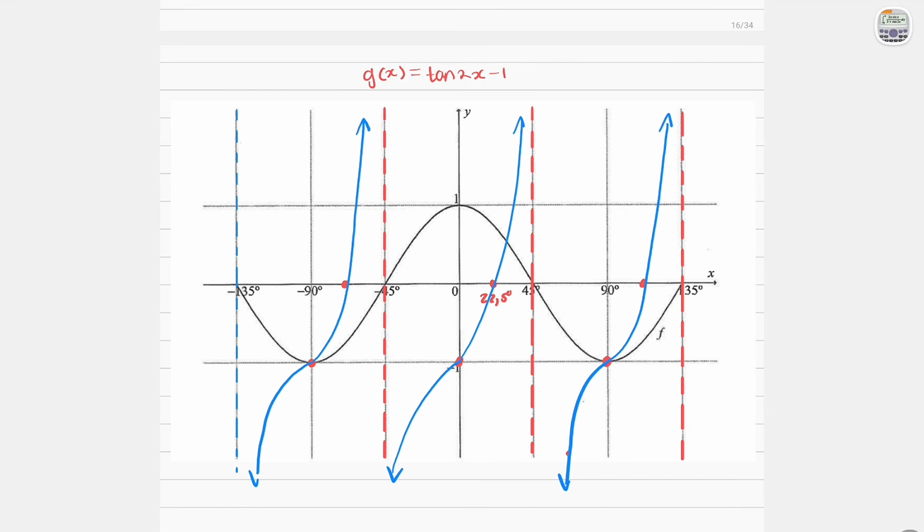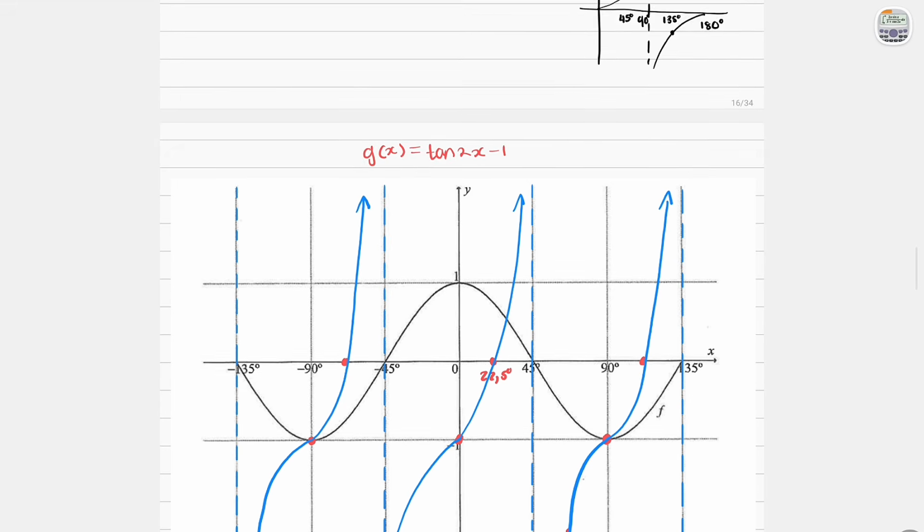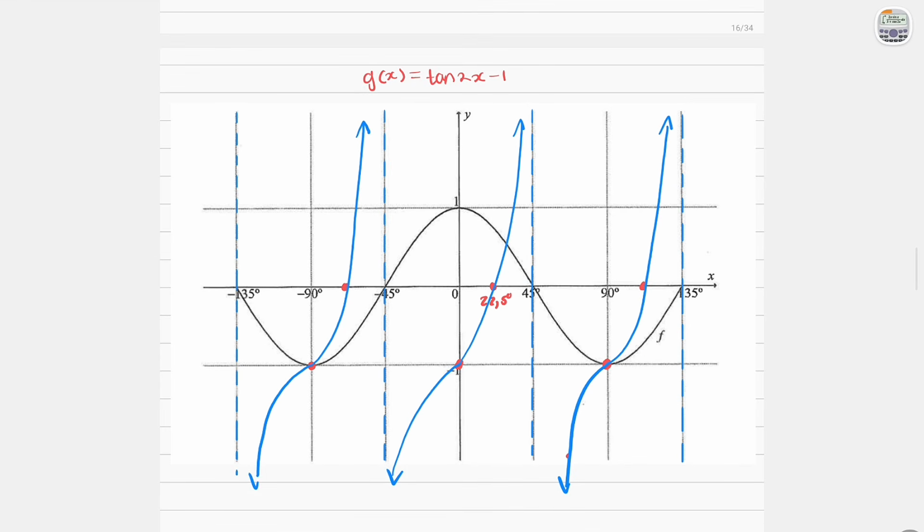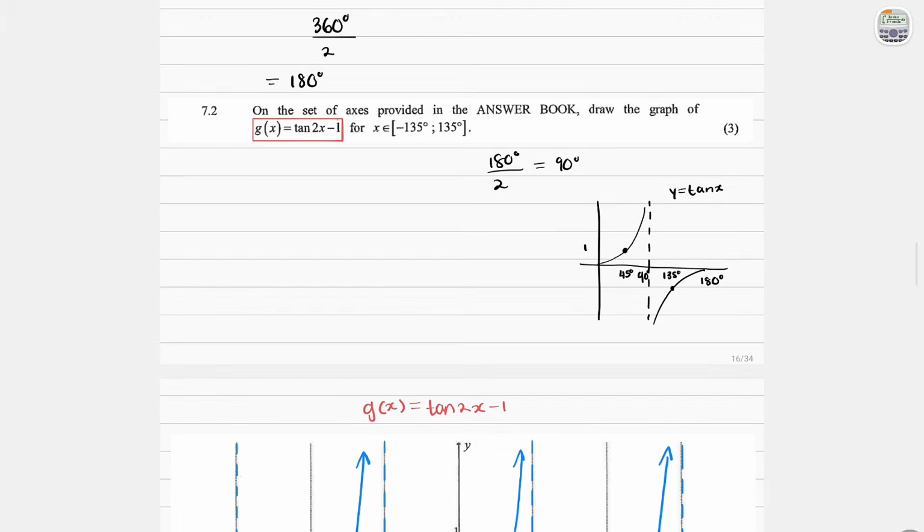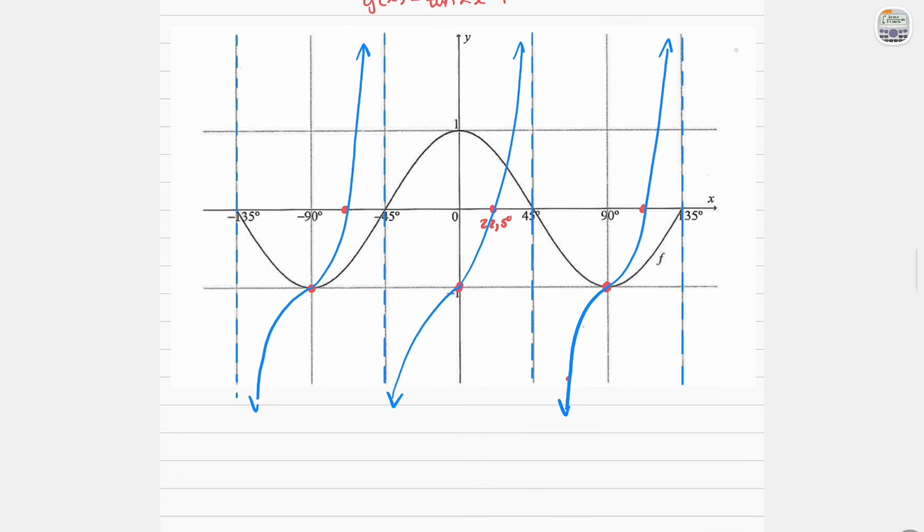It's actually quicker to draw it when you just know where these points are going to be and the repetition that you have in your graph. But I do find that it takes longer to explain it step by step. So that is our graph. Moving on to the next question.